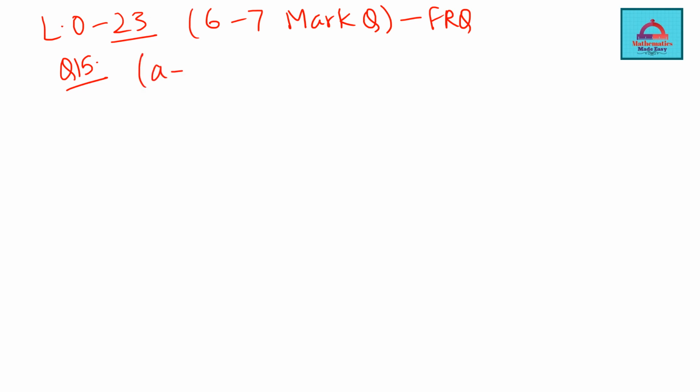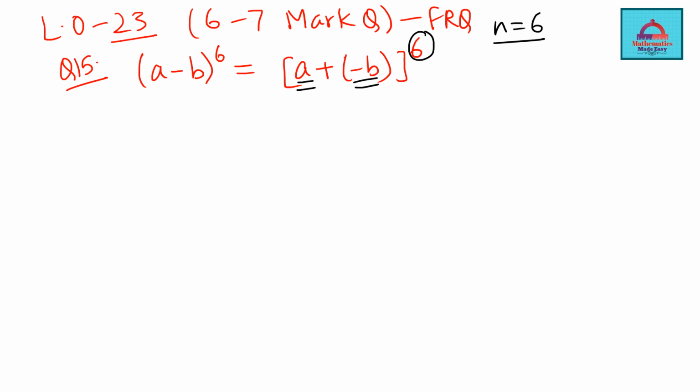So (a minus b) to the power 6. The first step is we are going to write it as a positive binomial: (a plus minus b) raised to the power 6. So what is the first term? a. What is the second term? Minus b. What is the value of n? 6 here. So we are going to now expand using binomial theorem.